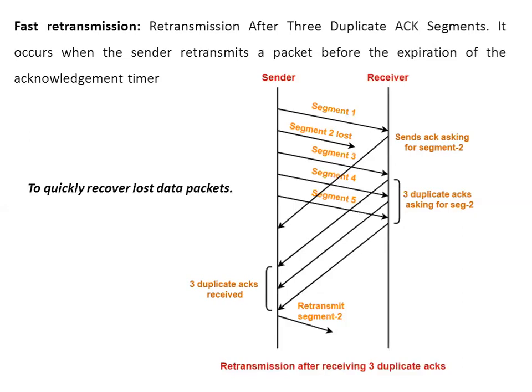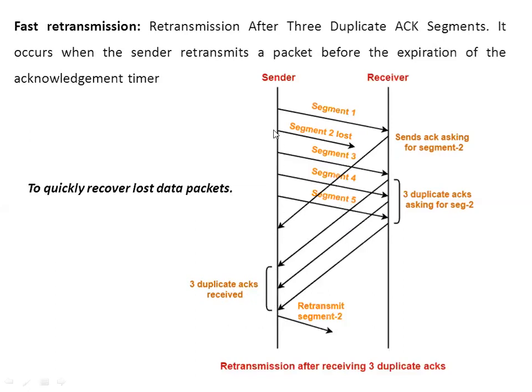Just see, in the first case, the receiver has received segment 1, so it will be sending acknowledgement for segment 2. But the receiver is not receiving segment 2. It has received segments 3, 4 and 5. So the receiver will be sending acknowledgement for segment 2 only, acknowledgement with number 2 only. So the sender is receiving 3 acknowledgements with the same acknowledgement number.